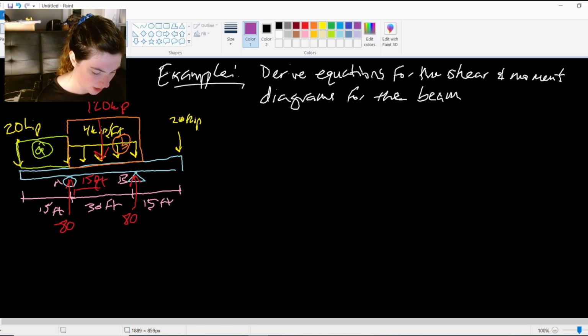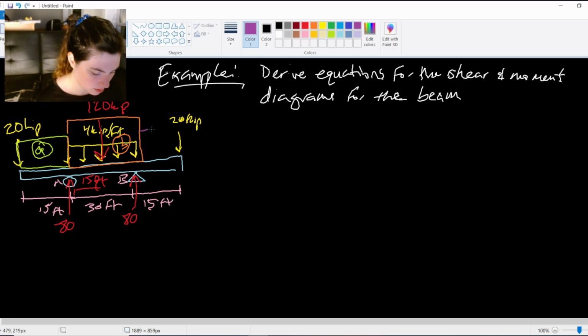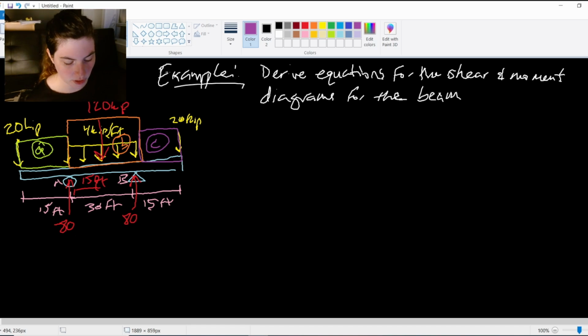And then our final load region is after that distributed load, also at that B reaction, all the way to the end, that 20 kips. And I'm going to call that C, just so we can keep these straight as we're working through them. And I'm going to do these from left to right. That's usually the easiest way to make these equations and not get yourself lost.